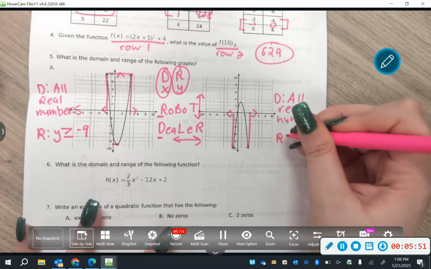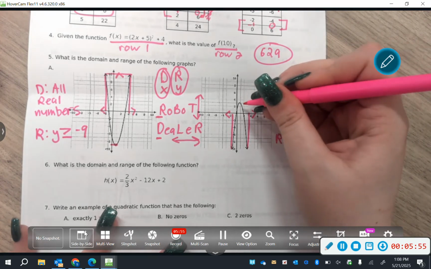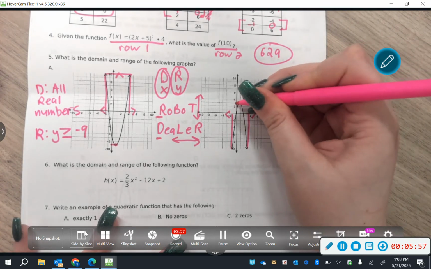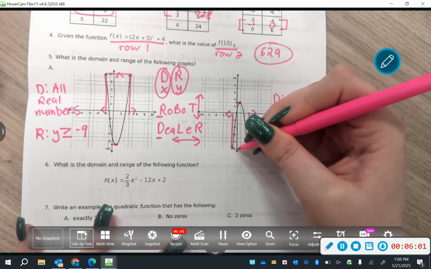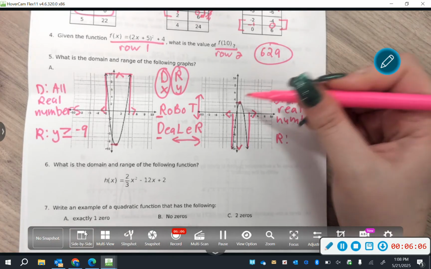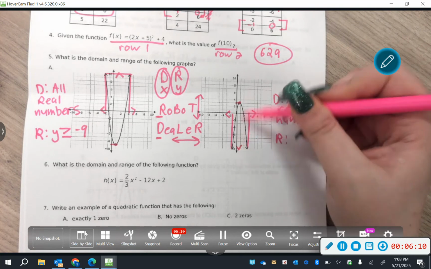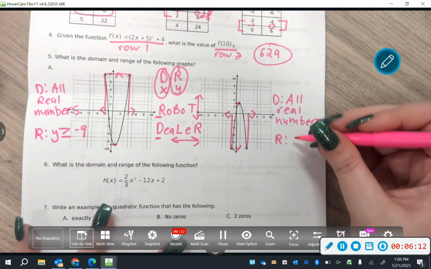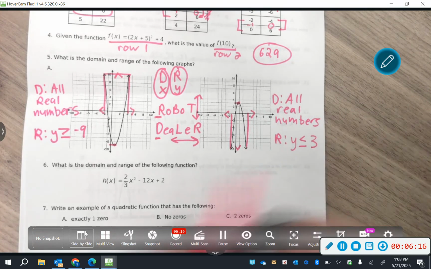For my range, this time we have a maximum. We have a highest point we can go to. The highest point we can reach is 3. And if I'm looking here, there's nothing stopping it from going down. It's going to keep going down. So we can be 3 or we can be less than 3. Our math way of saying that is range is our y is less than or equal to 3.